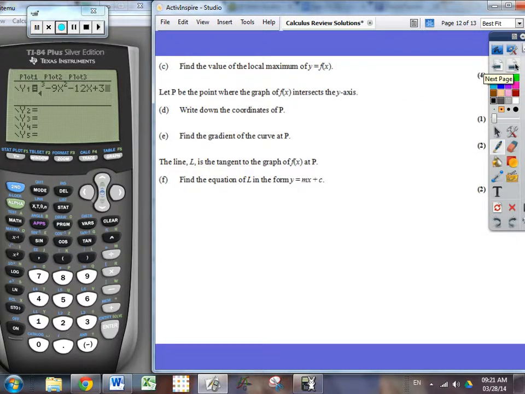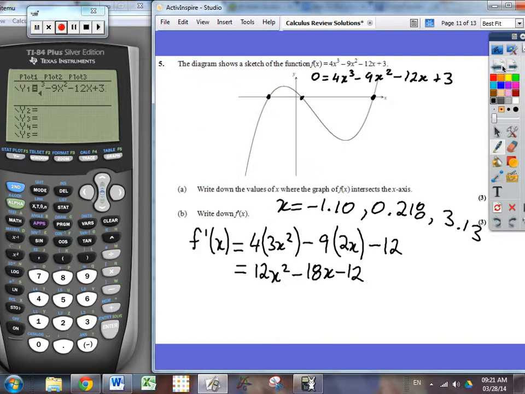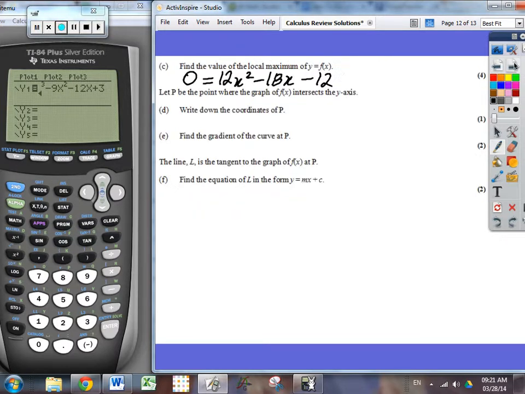Now we need to find the value of the local maximum. So we know that a maximum occurs when we have a stationary point, and a stationary point means that your derivative is equal to 0. Let me just check I copied my derivative correctly. Yes, it looks good. Alright, so I need to solve that equation. One way I could do that, I suppose, would be to put that into the calculator. In fact, I could divide the entire equation through by 6, couldn't I? So I divide it all through by 6, I get 0 equals 2x squared minus 3x minus 2.